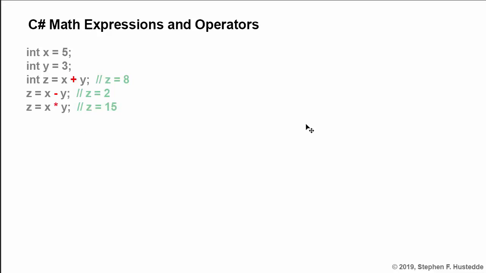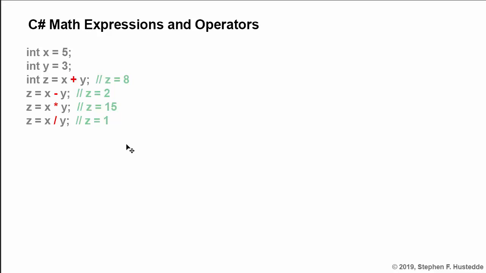Multiplication in C#, as well as pretty much every other programming language, is the asterisk, or a shift 8 on the keyboard. So here we have z equals x times y, and z in this case would equal 15, 5 times 3. And for division we use a forward slash, so z equals x divided by y.